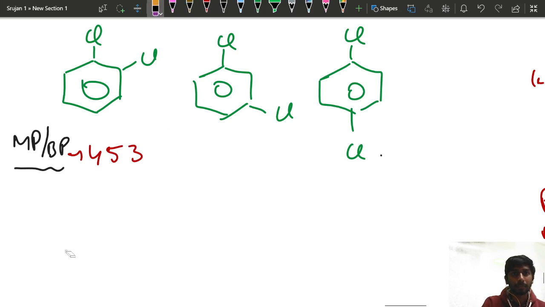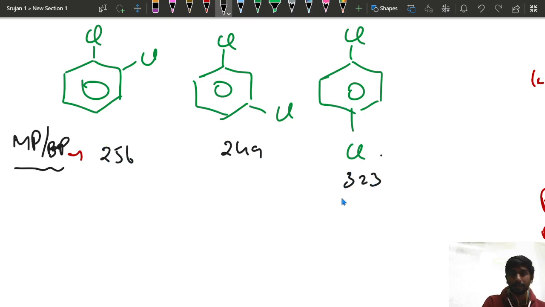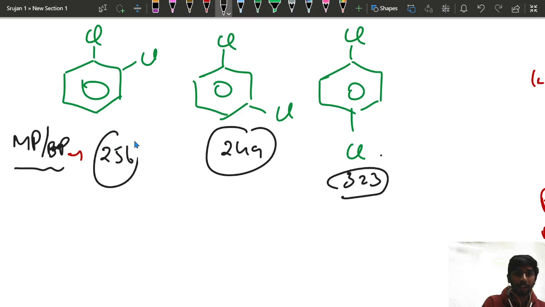So let me take the melting point. Okay, it is having almost 256. Okay, and this is having a 249. Okay, and this is having a 320. Okay, you can see the observation here, right? See, this one is higher. This is having more because its crystals pack very easily.